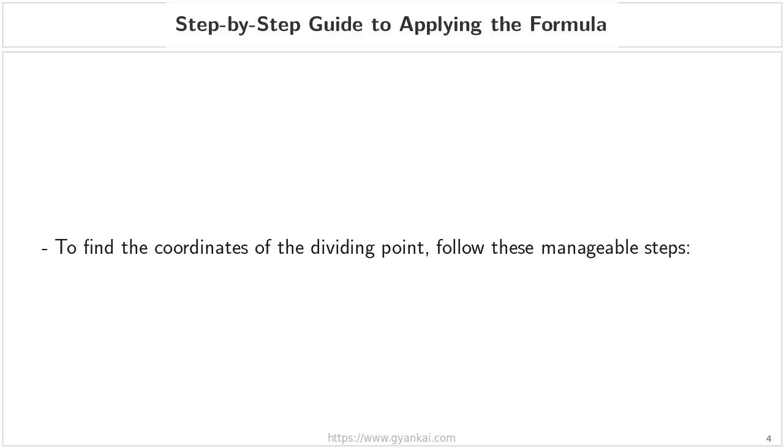Step-by-step guide to applying the formula. Now that we have seen the formula itself on the previous slide, you might be wondering how to actually use it without getting overwhelmed. To make things easier, I've broken the process down into 5 manageable steps. First, you need to identify the coordinates. Before you do any math, clearly list the coordinates of your two endpoints. We will call the first point A with x1 and y1, and the second point B with x2 and y2. Writing these down clearly prevents confusion later on.